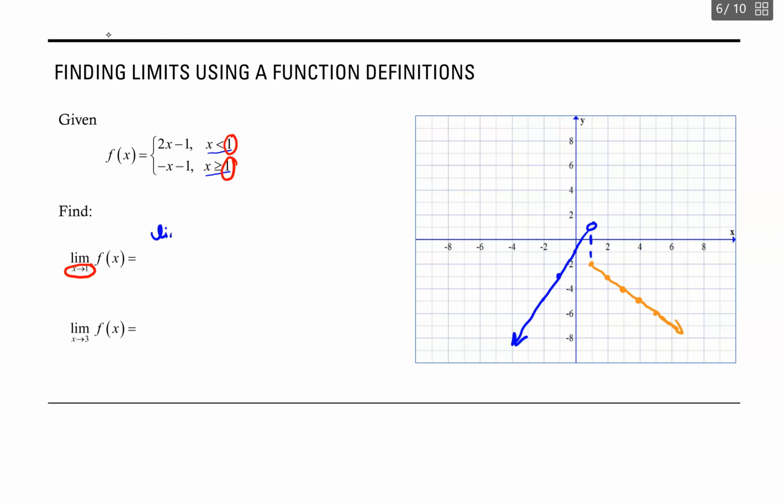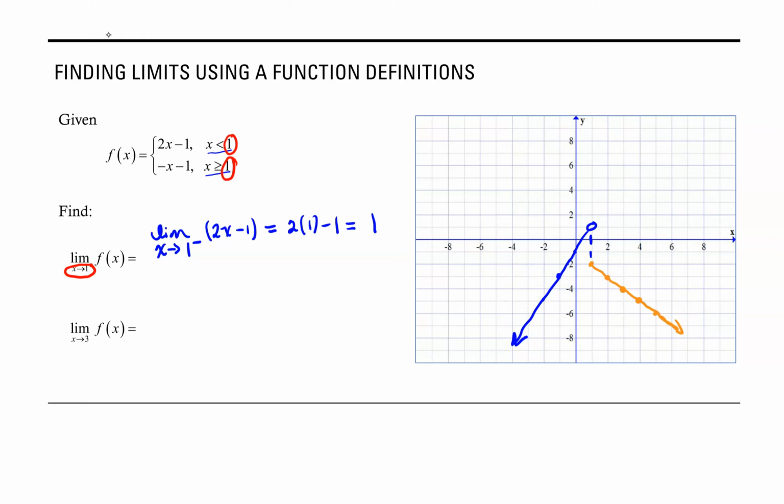So let's do the limit as x approaches 1 from the left. From the left, we have values smaller than 1, so we'll be looking at 2x minus 1. As x approaches 1 from the left, 2x minus 1 will approach 2 times 1 minus 1, which simplifies to 2 minus 1, or 1.